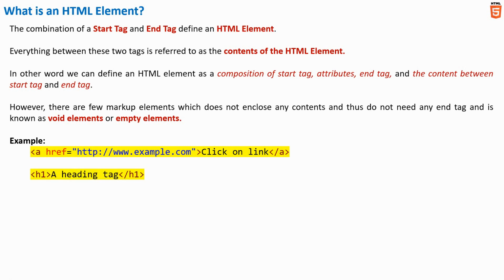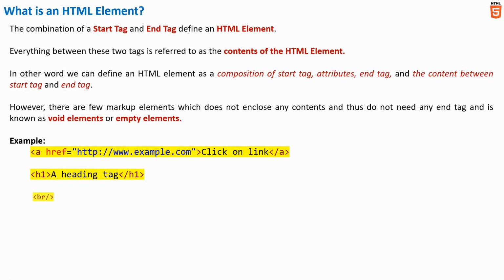One more example of an HTML element is shown here. Here we have an opening tag and a closing tag, and in between them we have some content. So this is also a valid example of an HTML element. The only difference between these two examples is that in the first example we have defined an attribute, but in the second example we have not defined any attribute.